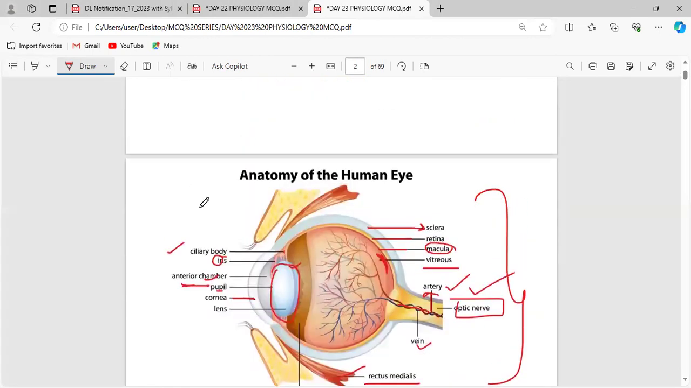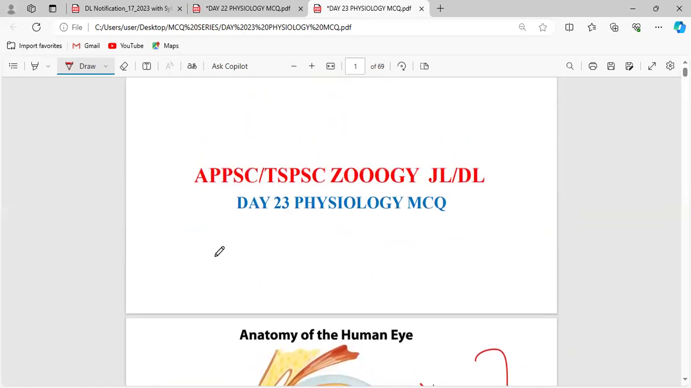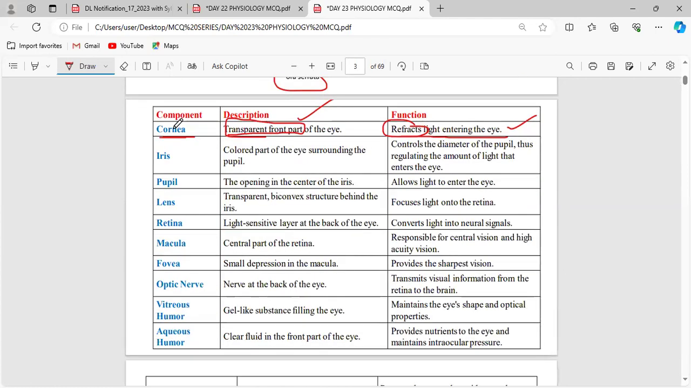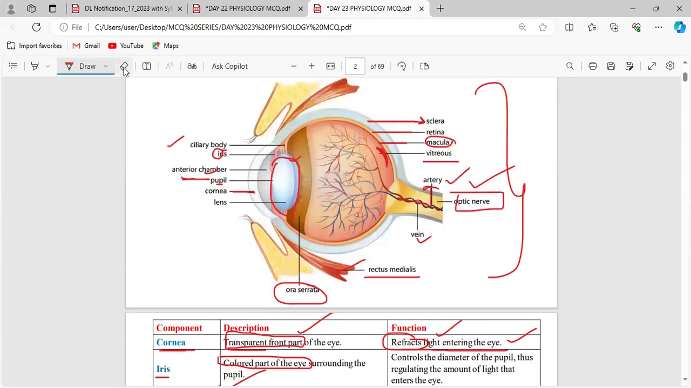Refraction is different from reflection. See, this is a wall. Reflection means the light is incident on the wall and it is reflected. This is the process of reflection. Now this is the wall, and this is the incident radiation. Now it is passing through the wall. This is called refraction. So the function of the cornea is the refraction of light. Iris: the iris is the colored part of the eye which surrounds the pupil. See, just see this.